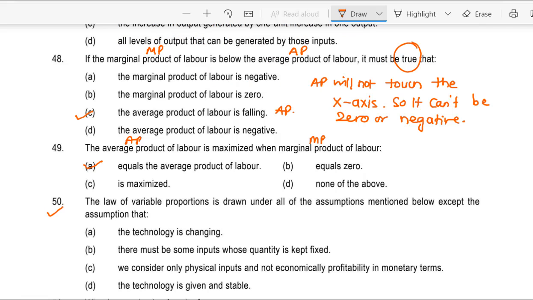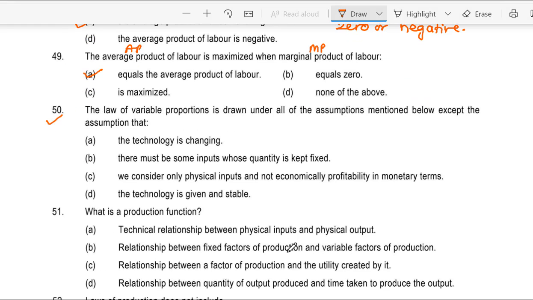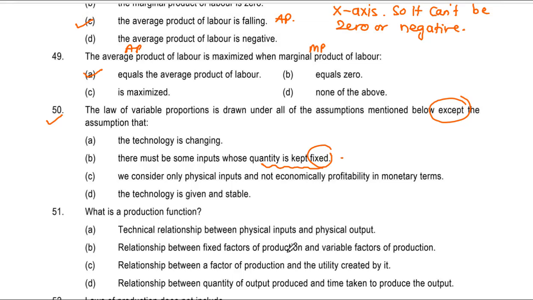Let's go to question number 50. The law of variable proportion is drawn under all the assumptions mentioned below except the assumption that, so this is not the assumption of law of variable proportion. A. The technology is changing. B. There must be some input whose quantity is kept fixed. C. We consider only physical inputs and not economically profitable in monetary terms. D. The technology is given and stable.